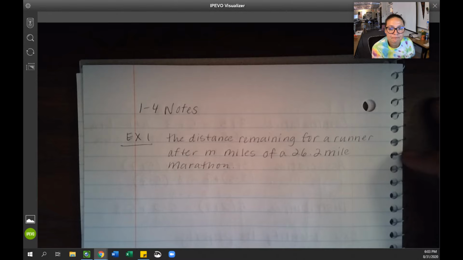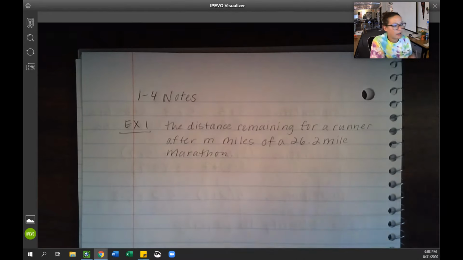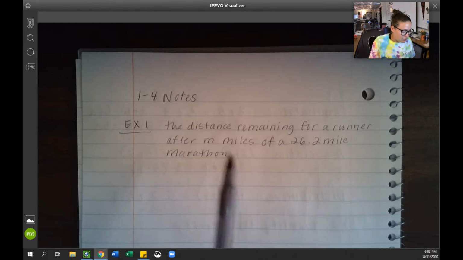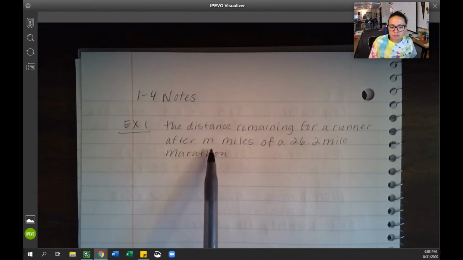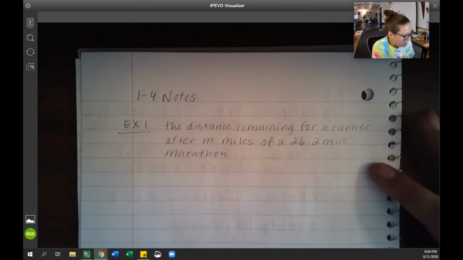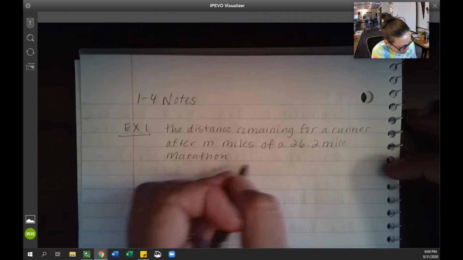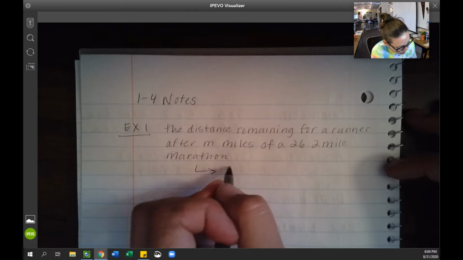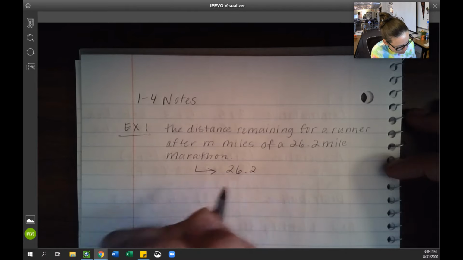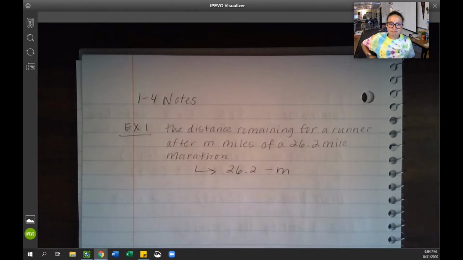Okay, so if I'm running a marathon, it's a total of 26.2, and I have run m miles. Whatever m is, some number that we don't know. How many do I have left to go? Into an algebraic form that would be 26.2 minus m. That's it. We turned it into an algebraic expression, a mathematical expression.